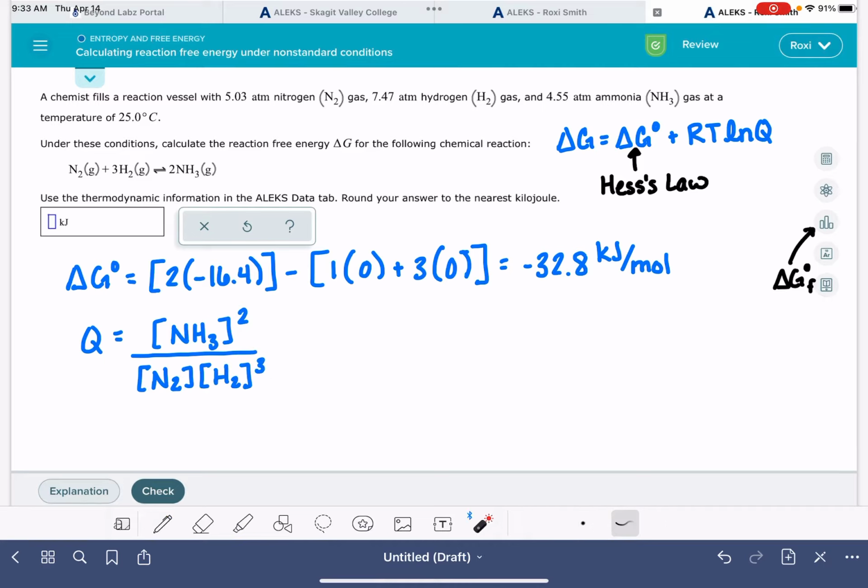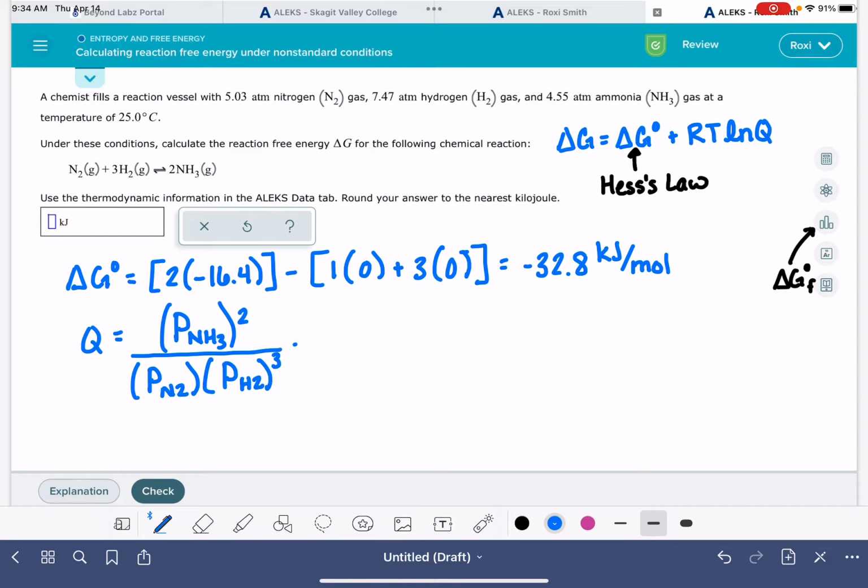Now, actually, I should have looked in this problem. It looks like instead of giving us the molarities of these substances, it's giving us pressures. So these are actually going to be pressure values instead of molarity values, and I should have checked that before I wrote all of this. So we're going to take the pressure of NH3 and raise that to the stoichiometric coefficient 2 from the balanced equation, and then that's going to go over the pressure of N2 and the pressure of H2 raised to its stoichiometric coefficient, which is 3.